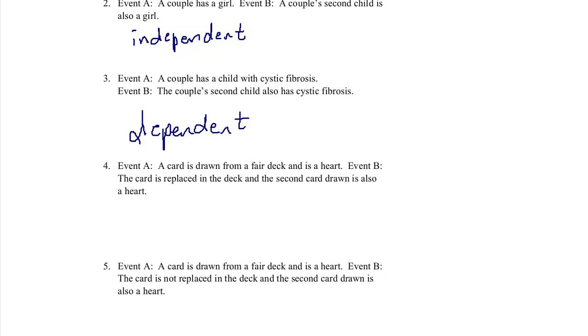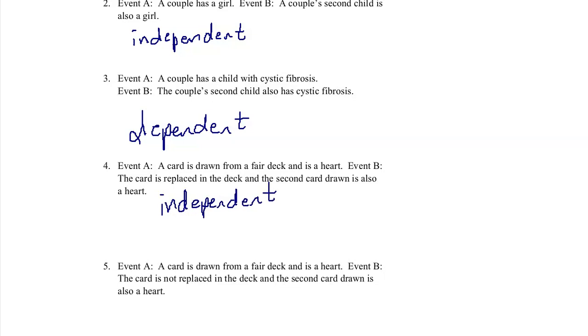Okay, number 4. Event A, a card is drawn from a fair deck and that card is a heart. Event B, you put that card back in the deck and you draw a heart the second time. Are those two events independent or dependent? Well, once you put that card back in the deck, you have reset. So those two events are independent. The second card is exactly the same as the first card. Same number of cards, same number of hearts, same probabilities. These are two independent events.